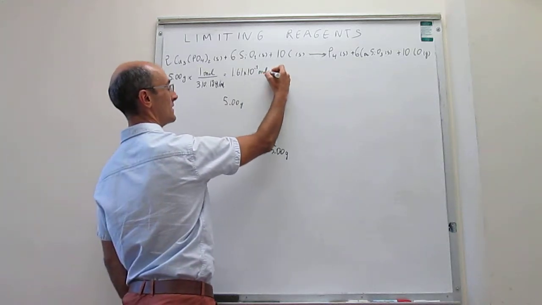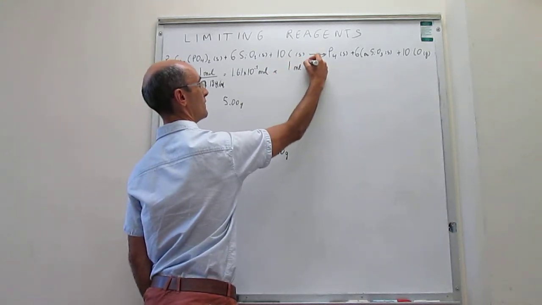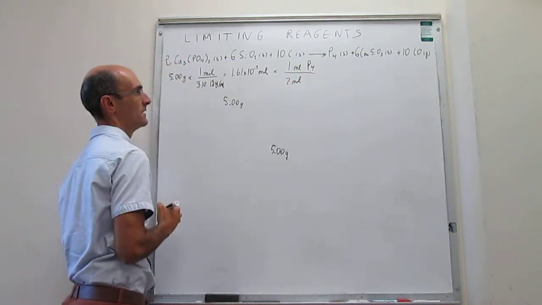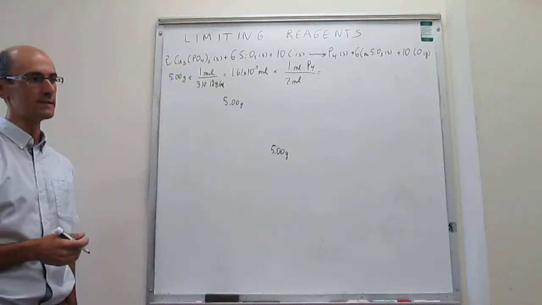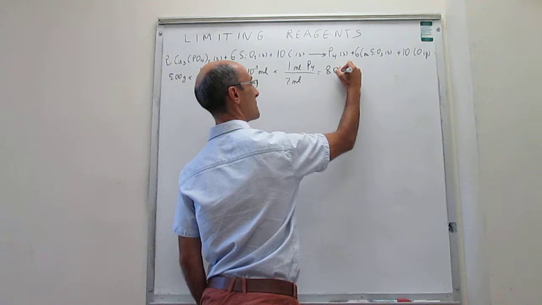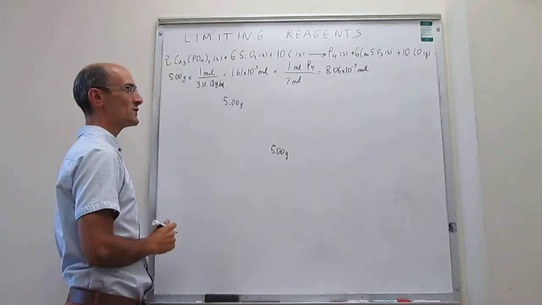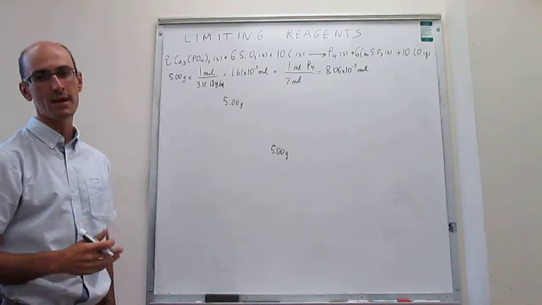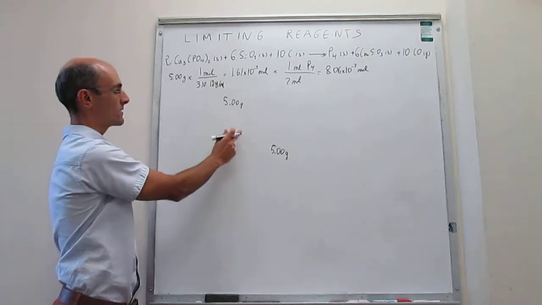Notice that this is calcium phosphate, so I have to multiply. I know that for every 1 mole of tetraphosphorus, 2 moles of calcium phosphate react. This is going to give me exactly the yield that I expect if calcium phosphate is limiting, and this number happens to be 8.06 times 10 to the minus 3 moles. That is the amount of tetraphosphorus that I would get if all 5 grams of calcium phosphate react, if that is limiting.